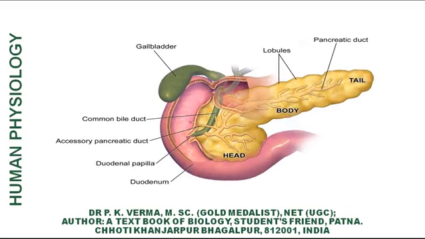See the structure of the pancreas. It has a head part, the middle is the body, and the terminal part is its tail. Its duct, that is the pancreatic duct, opens jointly with the bile duct in the duodenum.